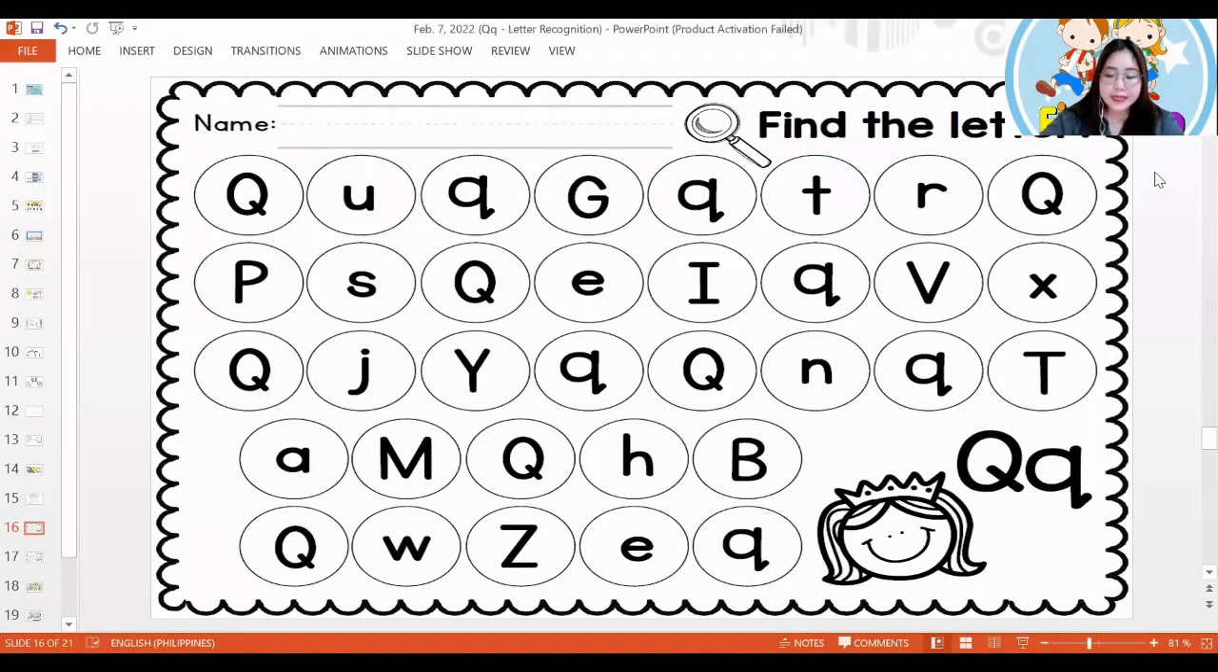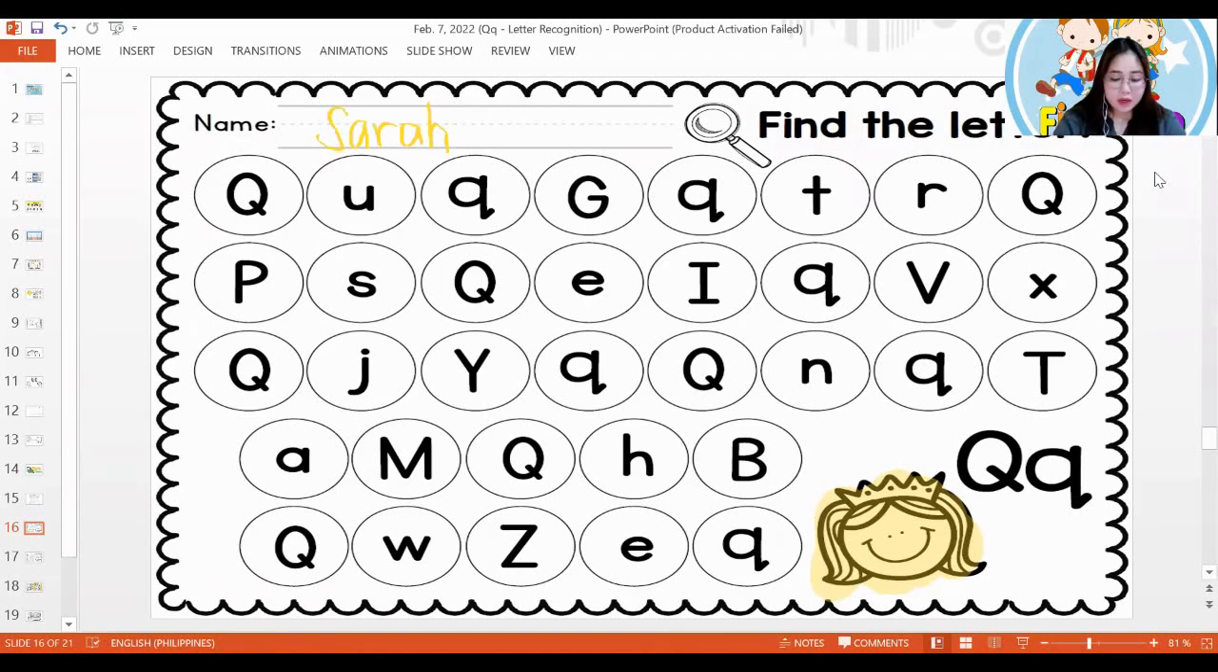Now that we already found all the pictures for our count and graph, this time we have to look for our capital and lowercase letter Q. So we have to help the queen look for all the letter Q's. So let's start by writing our name on top. We always write or trace our name before we answer our work.